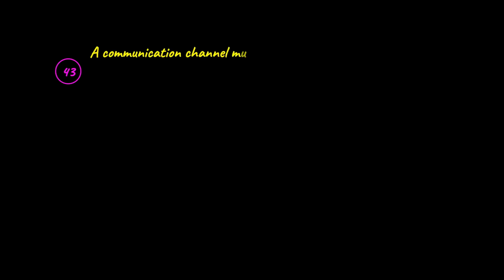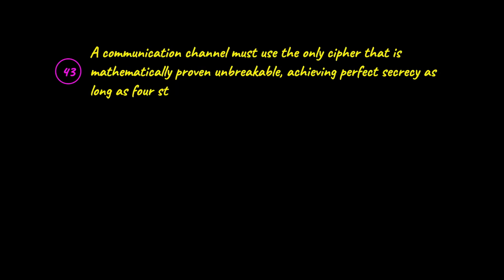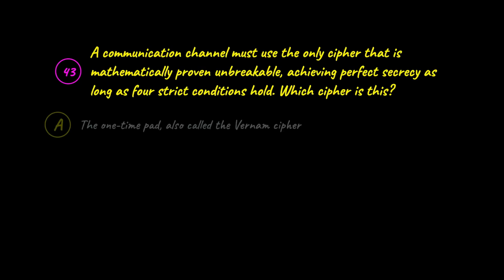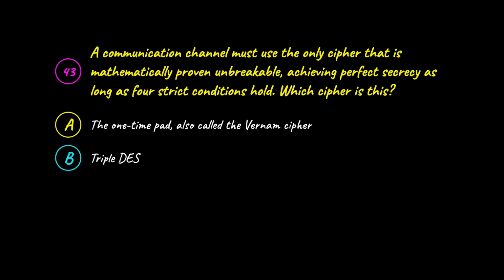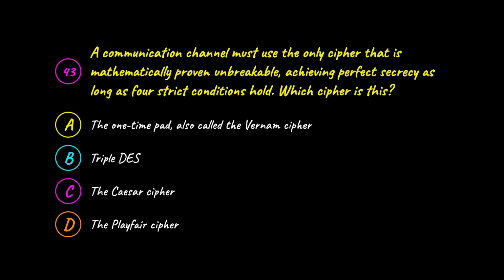Question 43. A communication channel must use the only cipher that is mathematically proven unbreakable, achieving perfect secrecy as long as four strict conditions hold. Which cipher is this? Your options are A. The one-time pad, also called the Vernam cipher. B. Triple DES. C. The Caesar cipher. D. The Playfair cipher. Before I reveal it, which one do you think is right?